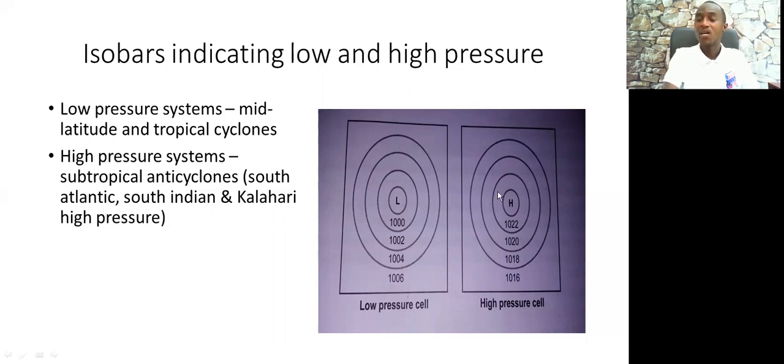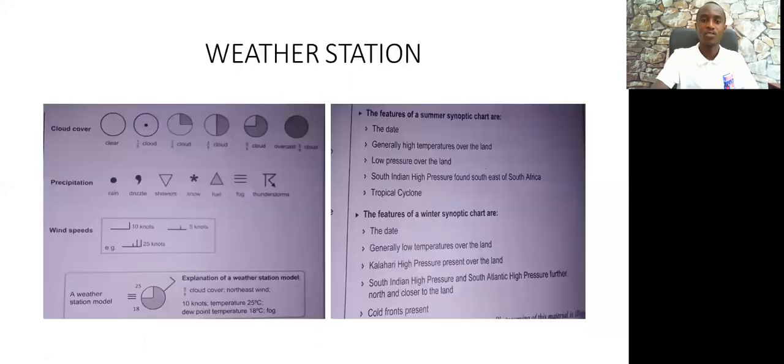Then the high pressure system, air pressure decreases from the center. You can see there from 1022 to 116 on the high pressure, so it's actually decreasing as it moves from the center. So that's what we have. Low pressure systems include mid-latitude cyclones and tropical cyclones, and we have covered mid-latitude cyclones. High pressure systems include anticyclones, which are the South Atlantic, South Indian, and Kalahari high pressures. Okay, we'll deal with that later.